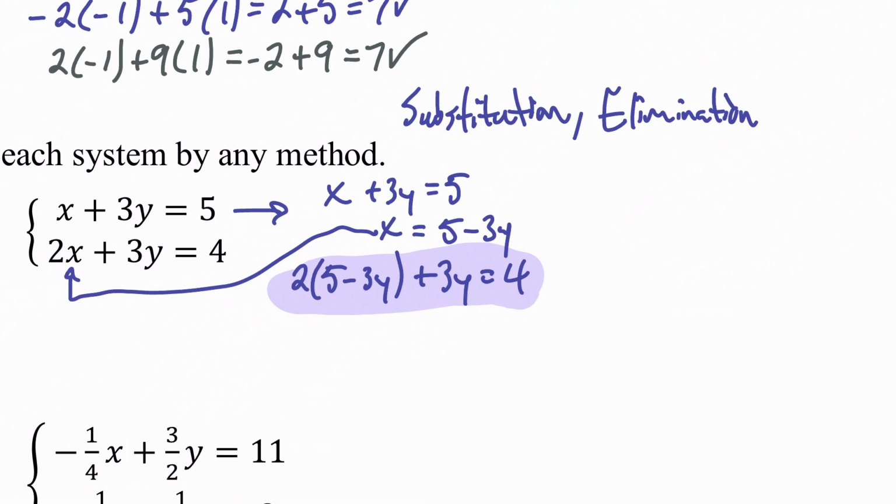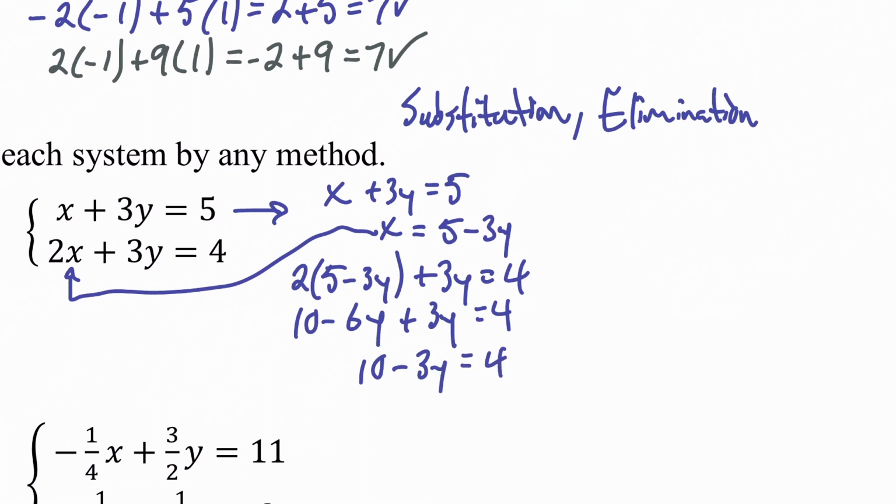So to get the rest of the problem, or get the answer, I should say, we'll distribute that 2, so 10 minus 6y plus 3y equals 4. I'll go ahead and combine like terms. We'll have 10 minus 3y equals 4. I'll subtract 10 on both sides. So negative 3y equals negative 6. And then divide by negative 3 on both sides. So y equals 2. So now we have a number for y. We have a y coordinate, okay?